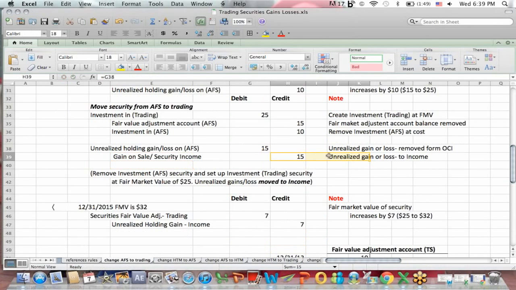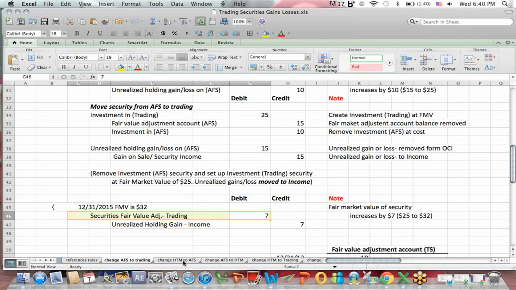$15, so that unrealized gain goes straight into income. Now we've done two things. We've removed the available for sale security. We've set up a trading security, debit, and the unrealized gain or loss has been moved into an income account by crediting. Now when we go forward, let's say the value of the security goes up another $7, from 25 to 32, we recognize unrealized holding gain right into income because now it's a trading security, and the security fair value adjustment account is increased as well.